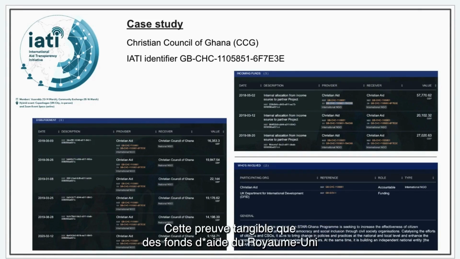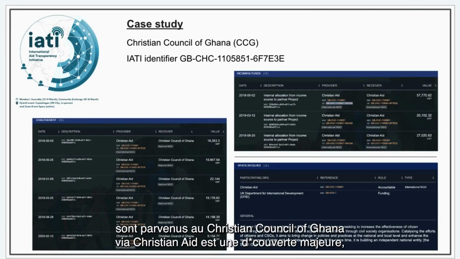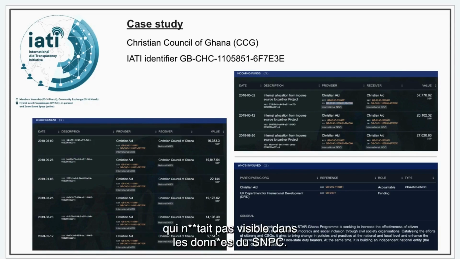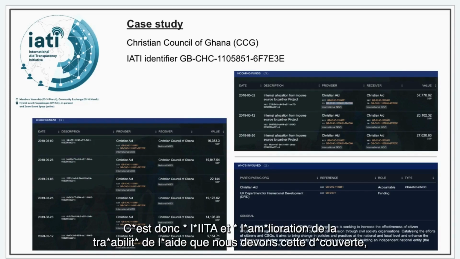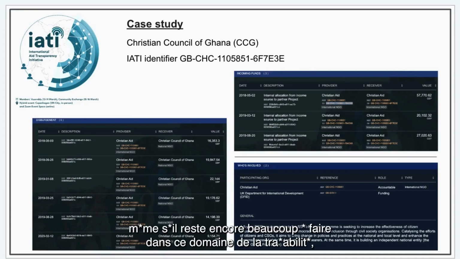So being able to see clearly how UK aid via Christian Aid went to the Christian Council of Ghana like this was critical. It was not something we could see in the CRS data, and was thanks to IATI and improvements in the traceability of aid. Though there is still a lot of work to do in that area more broadly, which is very, very important for monitoring and accountability.